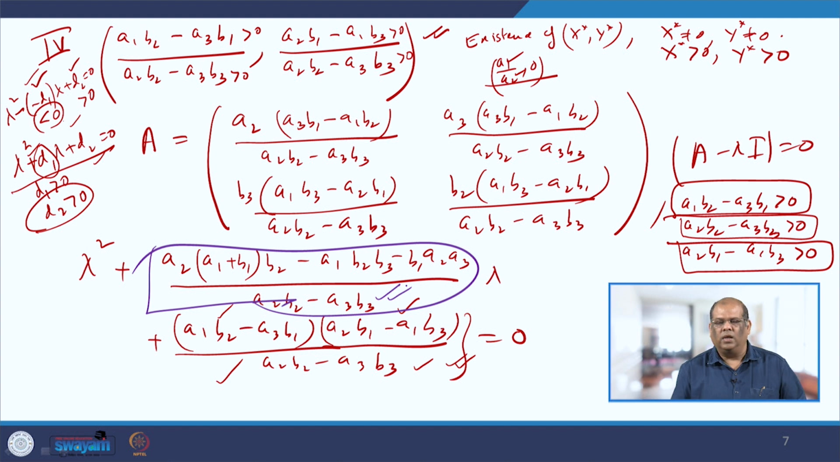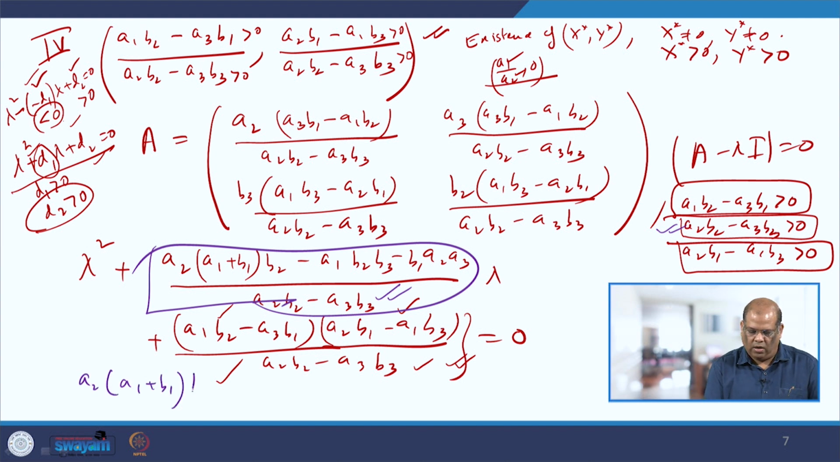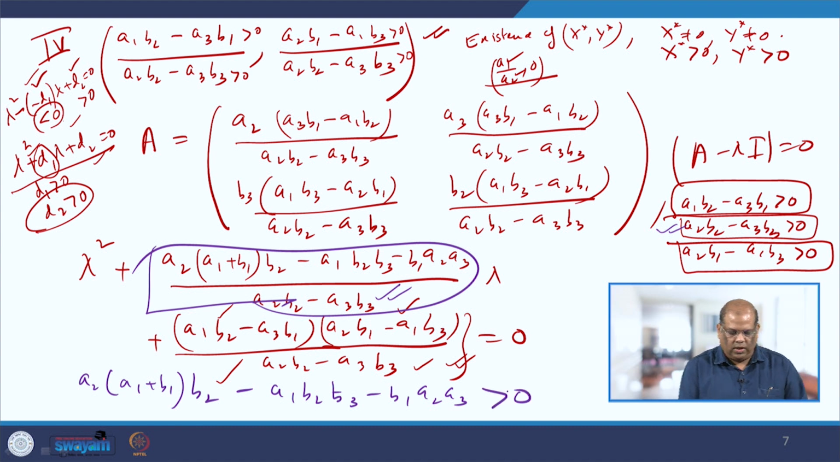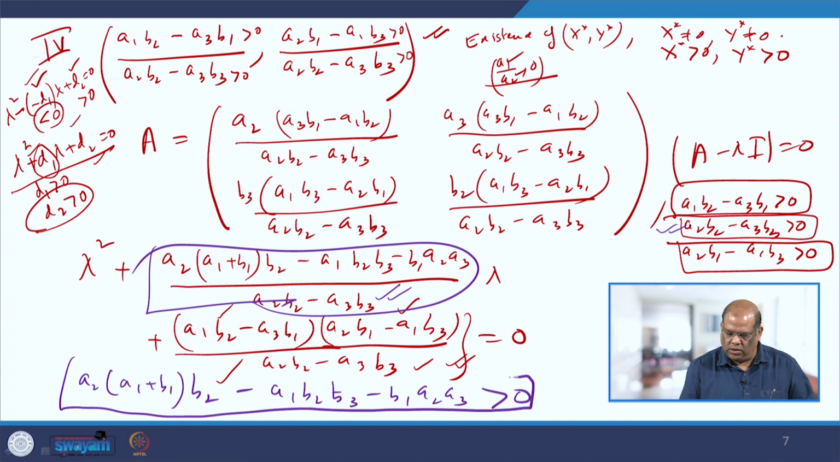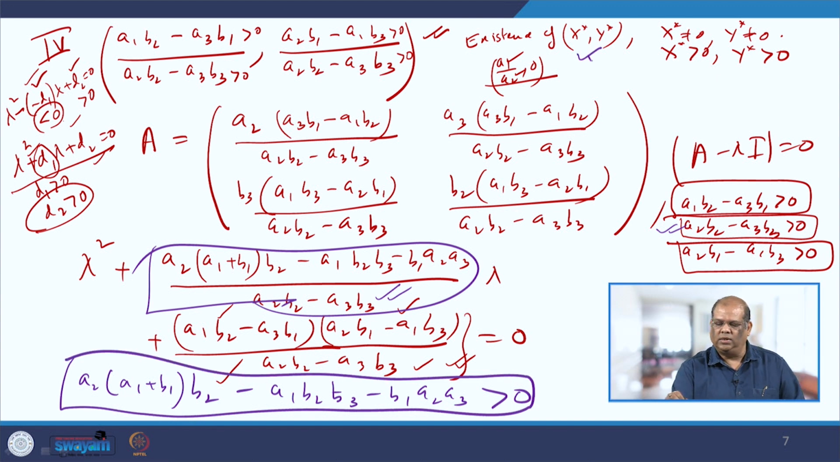The denominator is positive because of this condition. Now, if I want the numerator to be positive, so that d1 greater than 0 is satisfied, my condition should be that a2 times a1 plus b1 into b2 minus a1 b2 b3 minus b1 a2 a3 should be greater than 0. So, this is the condition that the non-zero equilibrium point x star, y star will be stable if this particular condition is satisfied.